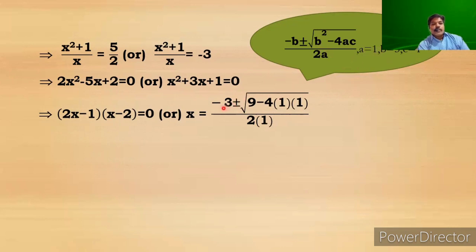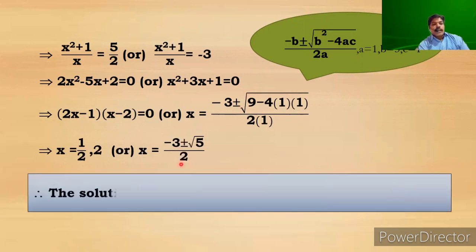So what will you get? Minus 3 plus or minus square root of b square is 9 minus 4 into a into 1 by 2a. So here 9 minus 4 is nothing but 5. So root 5. So what will you get here? 2x minus 1 is equal to 0. x will become 1 by 2. x minus 2 equal to 0. Here x will become 2. Or x is equal to minus 3 plus or minus square root of 5 by 2.